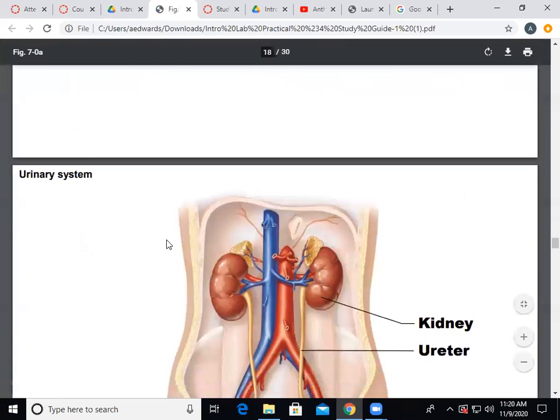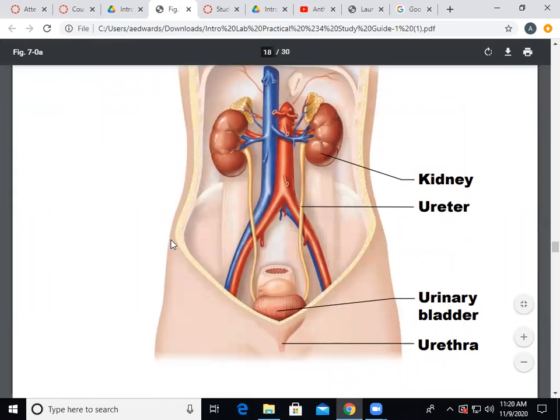All right, so urinary system. So structures you need to know on the urinary system. These are the kidneys, okay. Their job is to filter your blood and create urine, and so that urine's going to travel through the ureter to the urinary bladder, okay, and from there, urine will exit through the urethra, okay. So kidney, ureter, urinary bladder, urethra, okay.